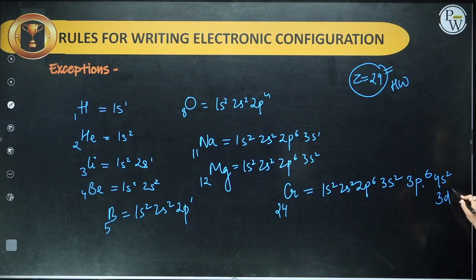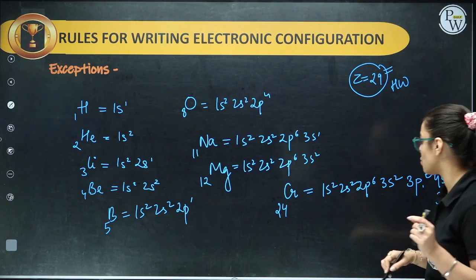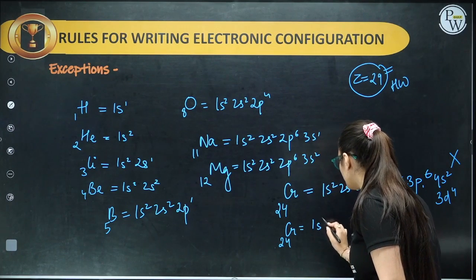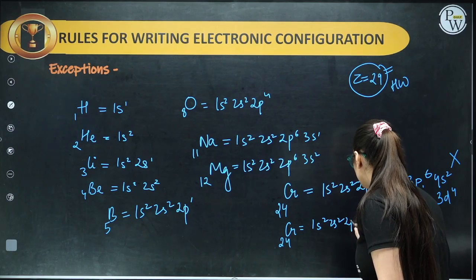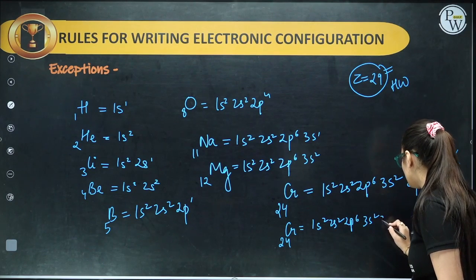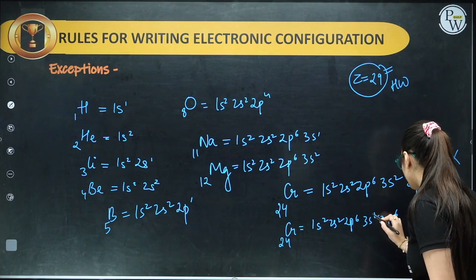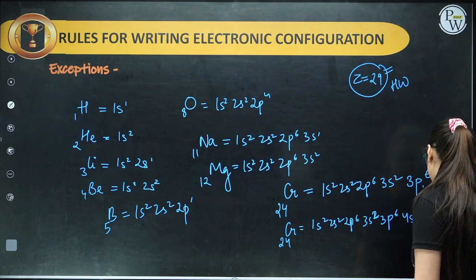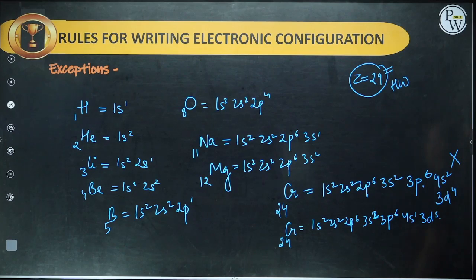So it is 3d4, but it is wrong, students. It is wrong. Why, ma'am? If there is an exception, what will happen? It will be 1s2, 2s2, 2p6, 3s2, 3p6, 4s1, 3d5. This is going to be the state, students. It will be 4s1, 3d5.